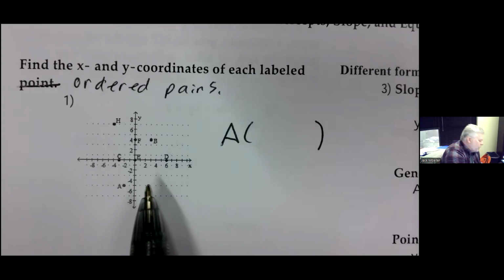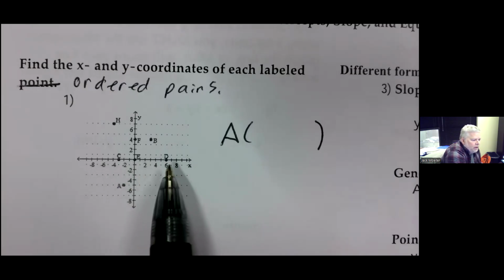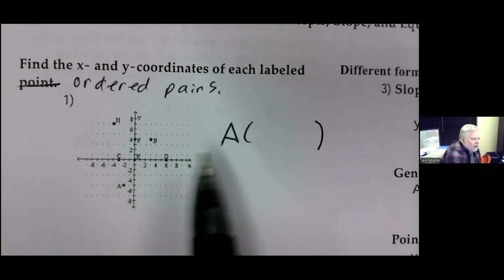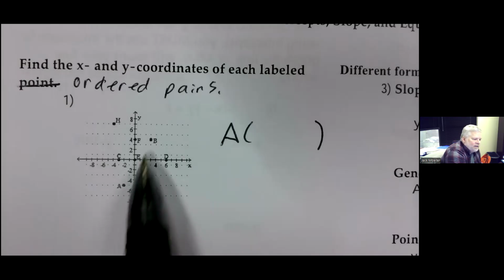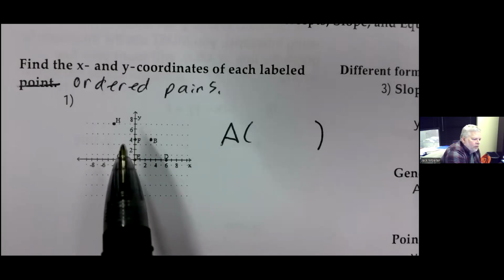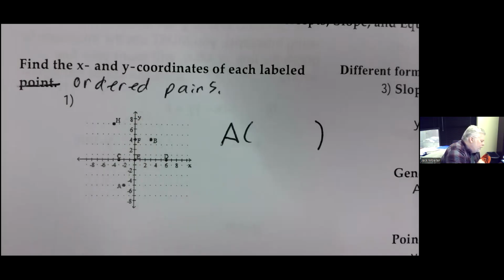I guess I should back up real quick. The x-axis is our horizontal number line. On the left are our negative values, and on the right are our positive values. Our y-axis is our vertical axis. That's a vertical number line. As you go up, it's positive. As you go down, it's negative.